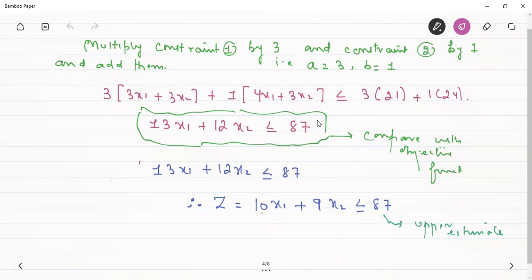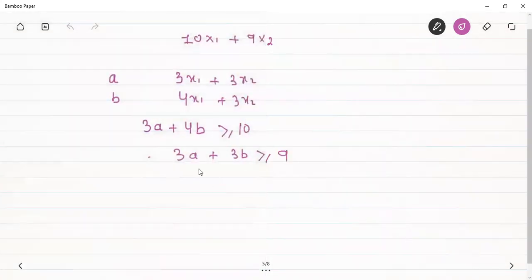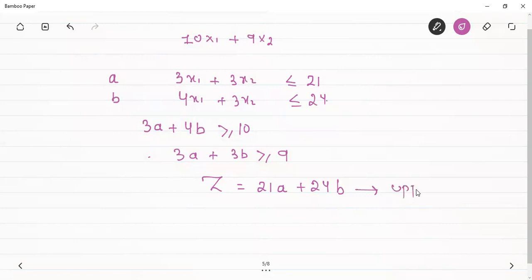So actually this 87, which is the upper bound or the upper estimate, is the addition of the right hand sides of the constraints after their multiplication with some values of a and b. So what is our upper bound here? In the right hand side I had 21, here I had 24. So if I multiply the first right hand side by a, plus 24 into b, this becomes the upper bound or upper estimate.